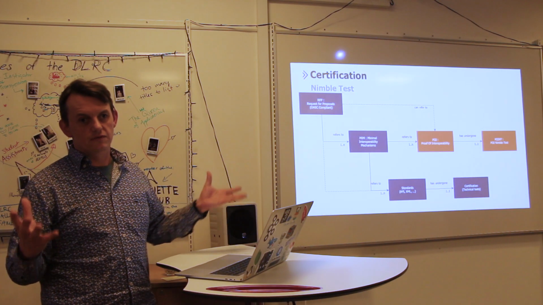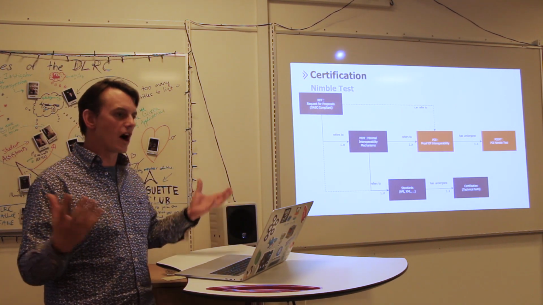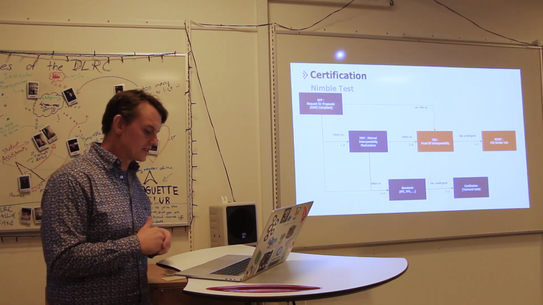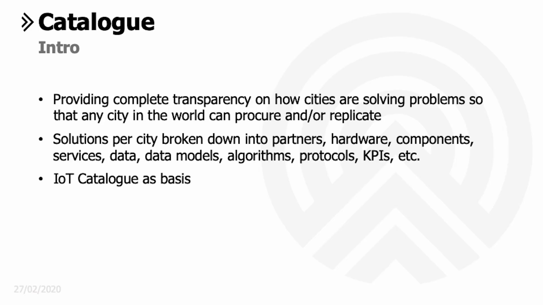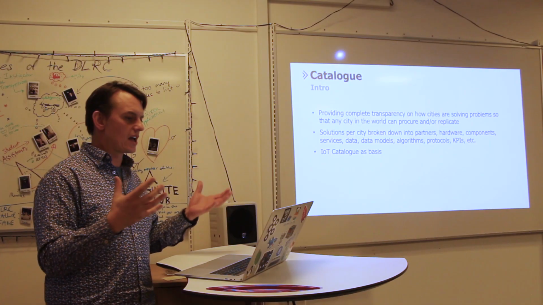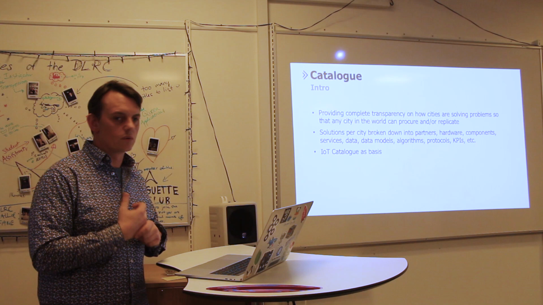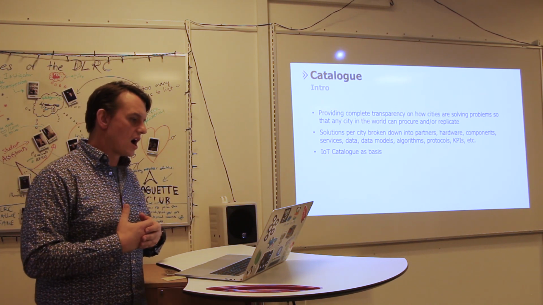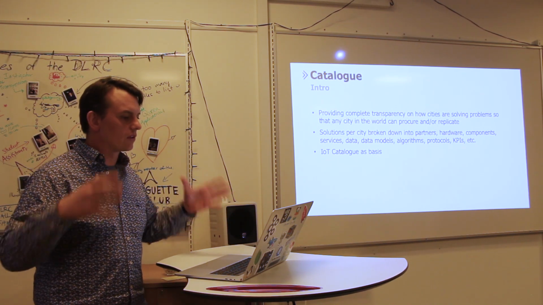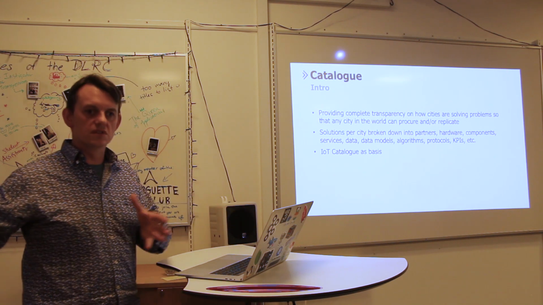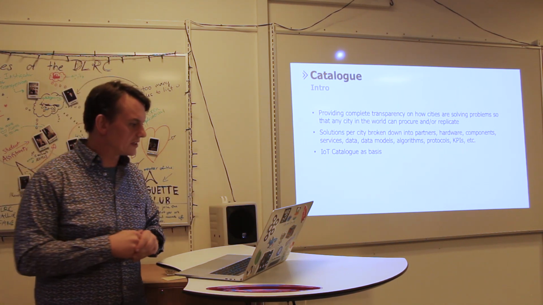That's one thing. So you have your solution certified, but how do you broadcast that to all the cities? Therefore, we introduced the catalog. What is the catalog? It provides transparency to cities on how they are solving their problems. So imagine a city has a case where they really solved a mobility issue in their city with some kind of solutions. They can really put that in the catalog and tell, this is how we solved it, and we used these solutions, these components to solve that.